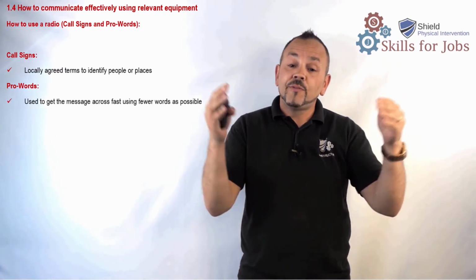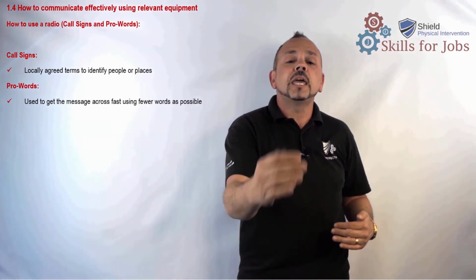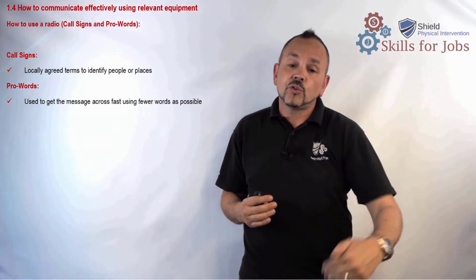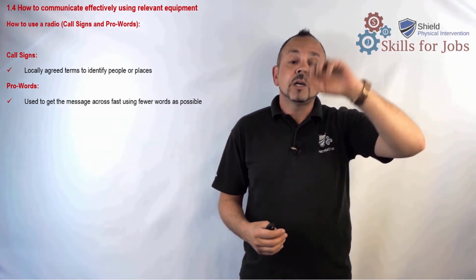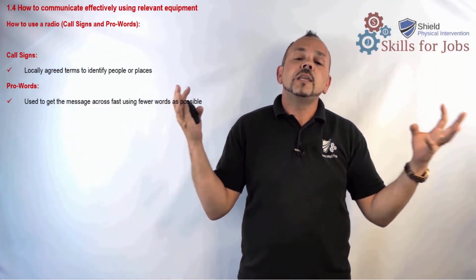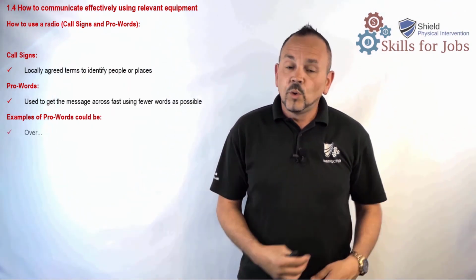So pro words are used, again, to clearly communicate with the least possible amount of words in order to get the message across quickly, discreetly and effectively. Some are universal, others more venue specific. So let's have a look at some of the terms. Over, what does that mean?